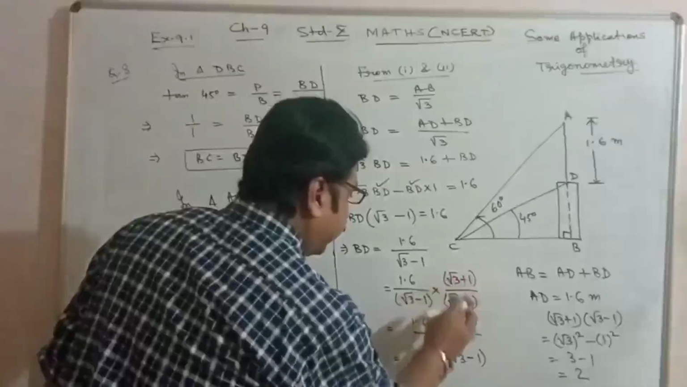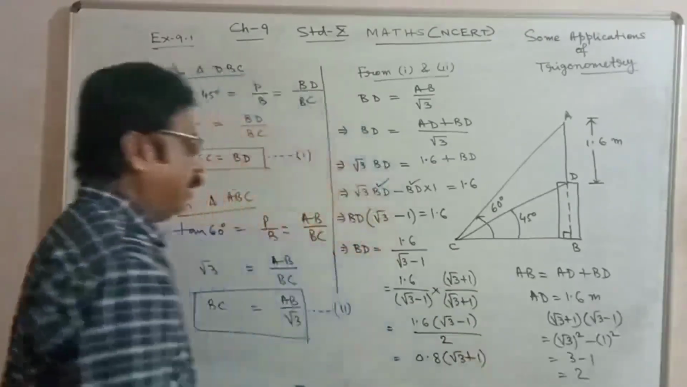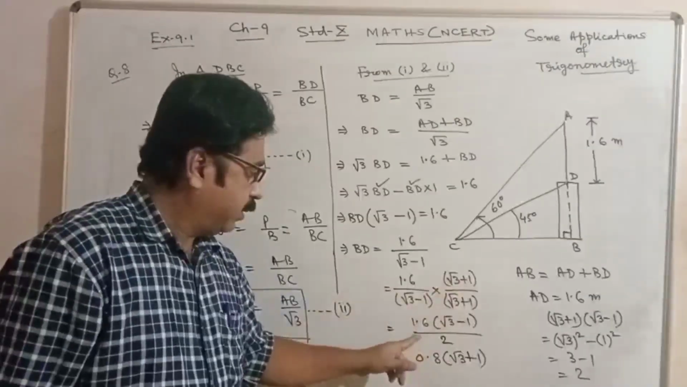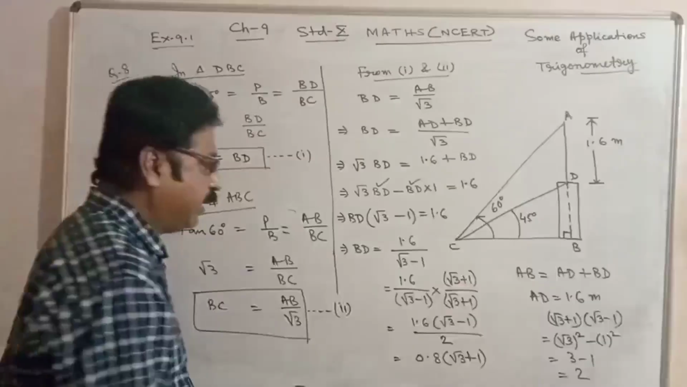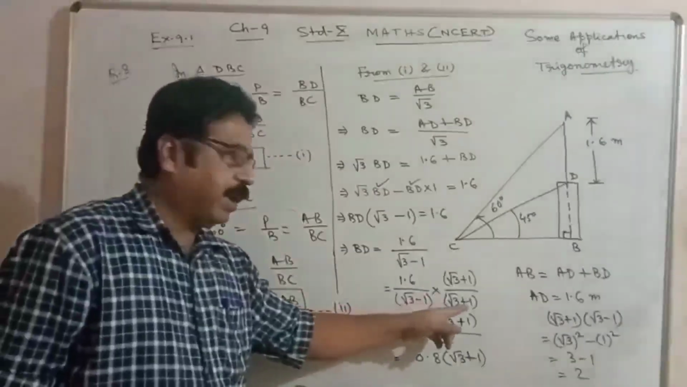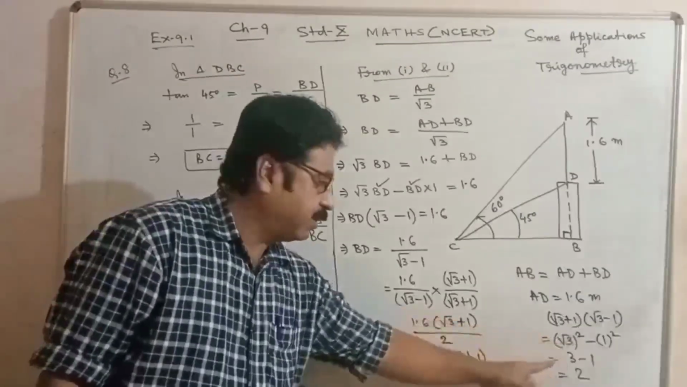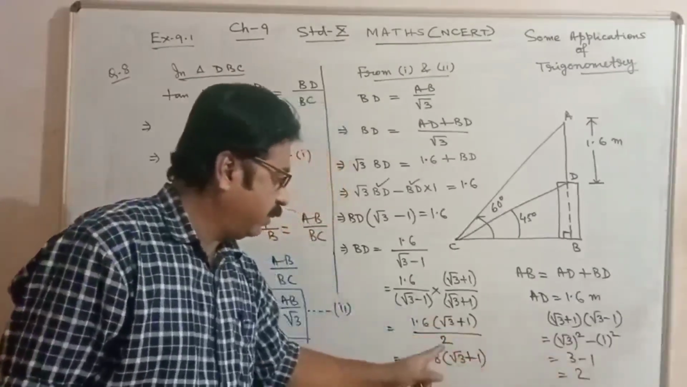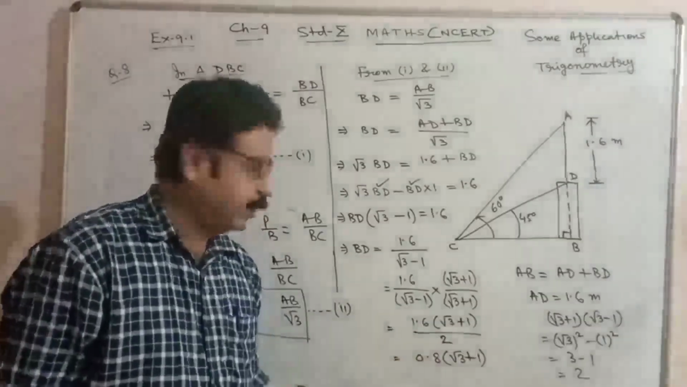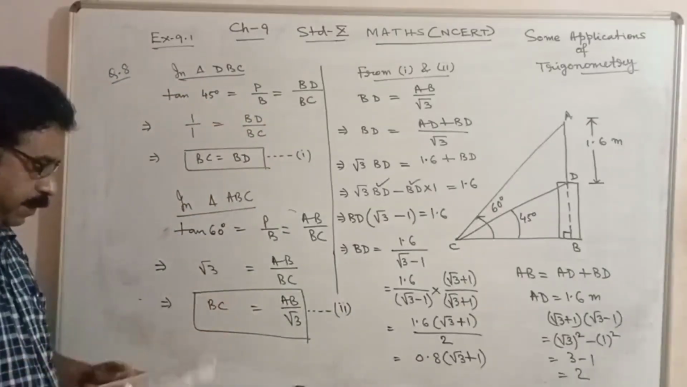The numerator is 1.6 into root 3 plus 1. And denominator root 3 plus 1 into root 3 minus 1. That means root 3 square minus 1 square, 3 minus 1, 2. 2 is here. If you divide 1.6 by 2, it will be 0.8 root 3 plus 1. You can write the answer now.